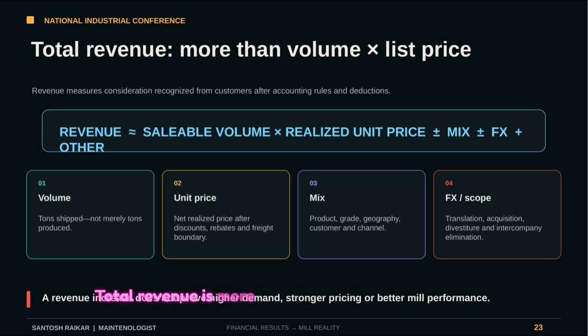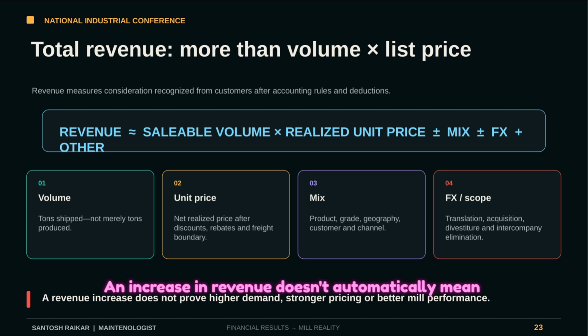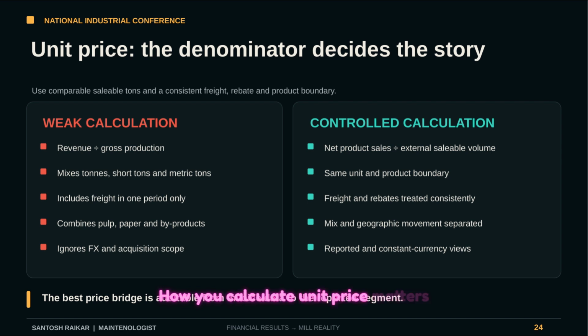Total revenue is more than just volume times list price. It's affected by discounts, rebates, product mix, and currency fluctuations. An increase in revenue doesn't automatically mean demand is stronger. How you calculate unit price matters. A weak calculation mixes different types of tons and ignores freight boundaries. A controlled calculation ensures you are comparing apples to apples across periods.